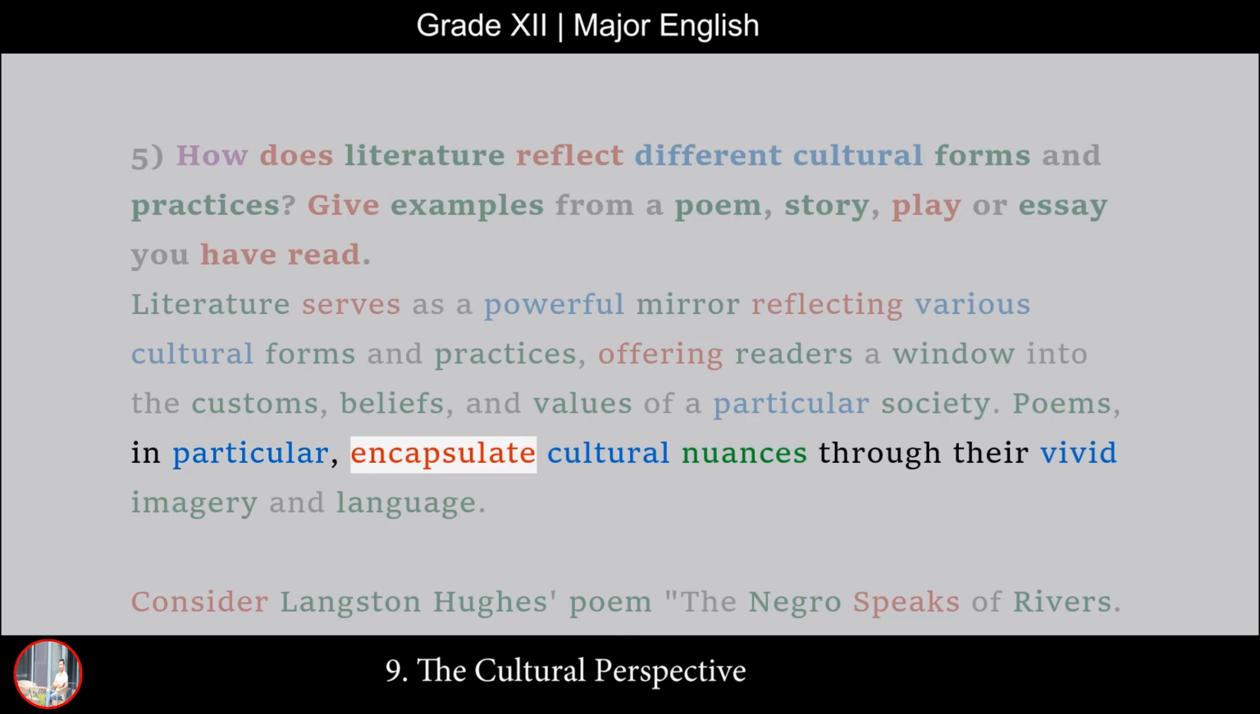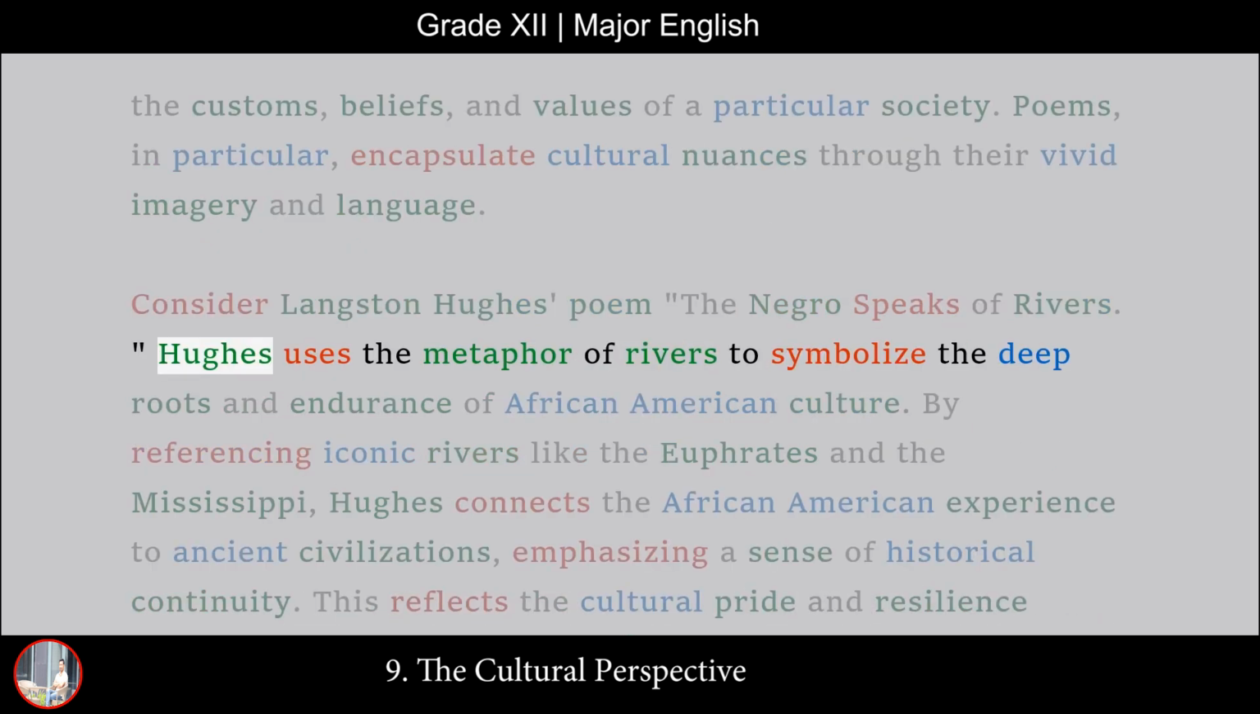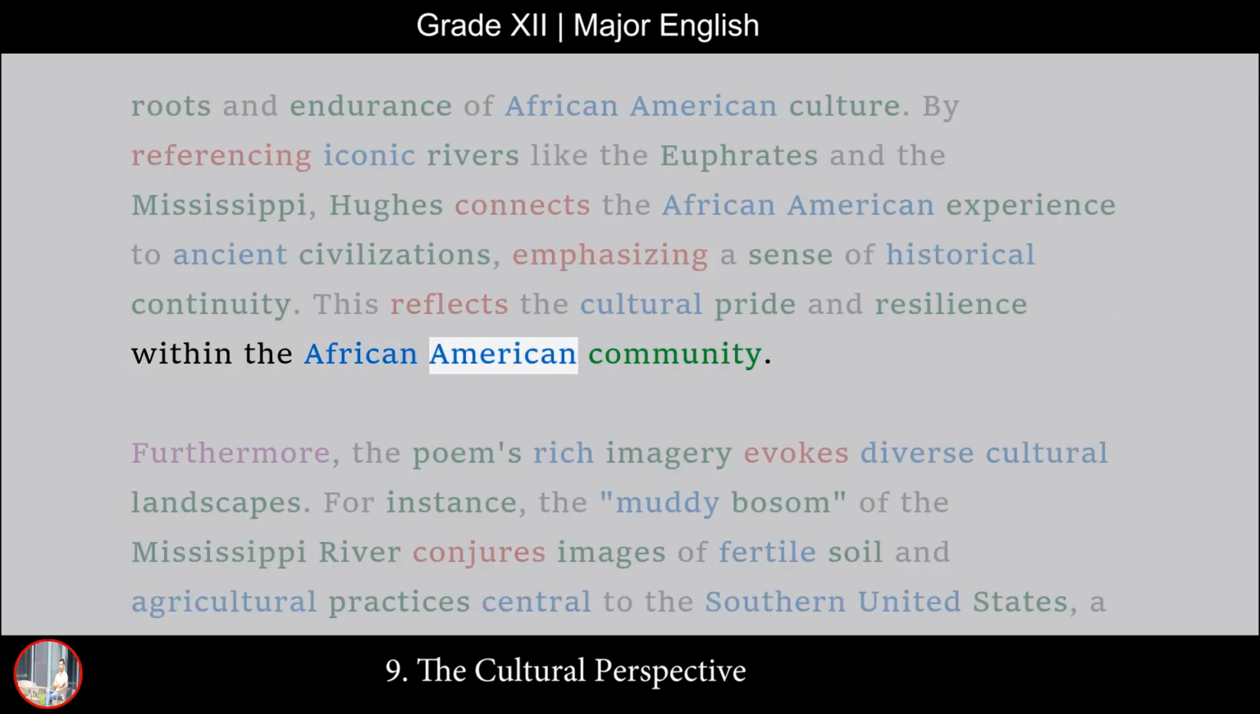Poems, in particular, encapsulate cultural nuances through their vivid imagery and language. Consider Langston Hughes' poem, The Negro Speaks of Rivers. Hughes uses the metaphor of rivers to symbolize the deep roots and endurance of African American culture. By referencing iconic rivers like the Euphrates and the Mississippi, Hughes connects the African American experience to ancient civilizations, emphasizing a sense of historical continuity. This reflects the cultural pride and resilience within the African American community.